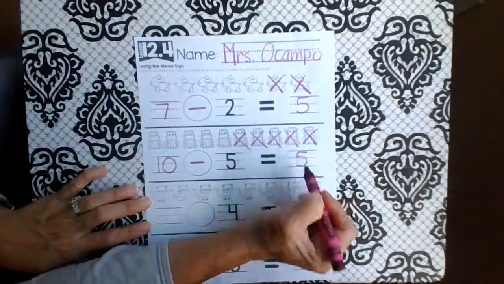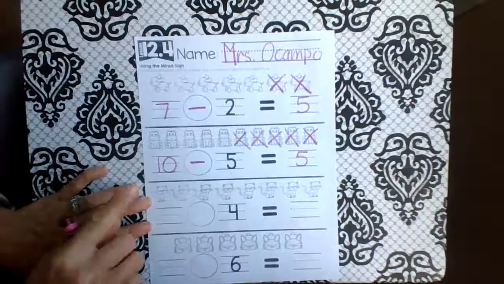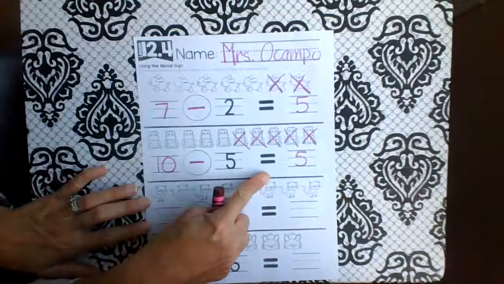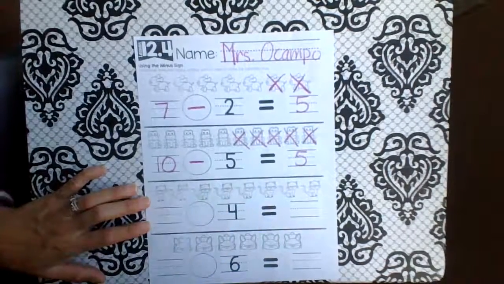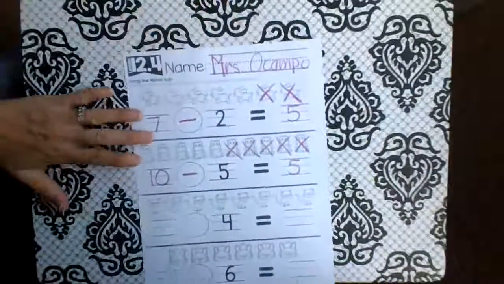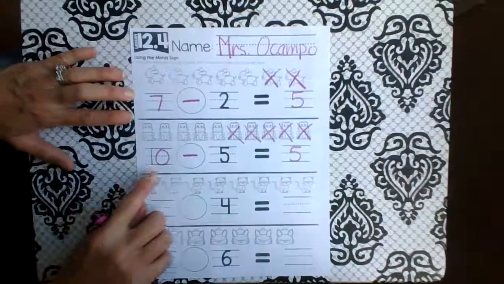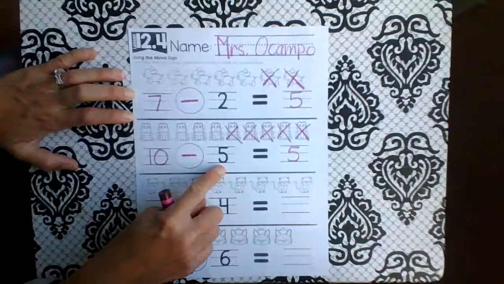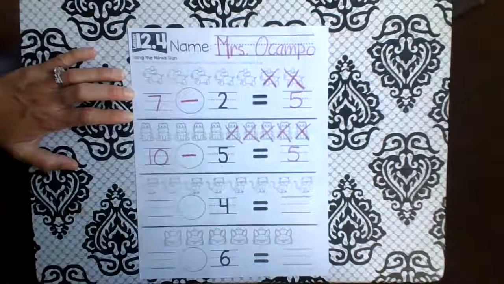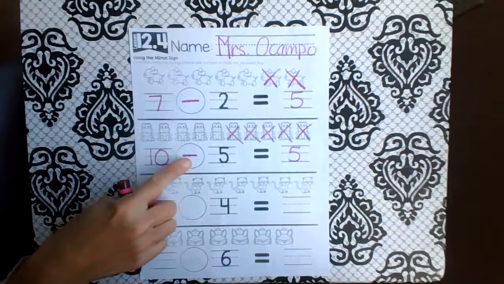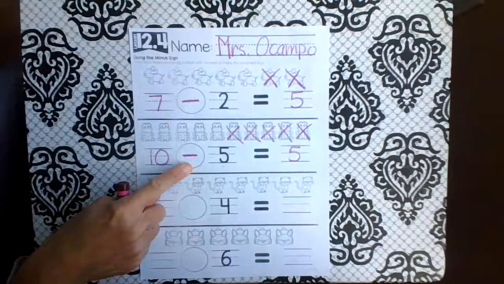Yeah. So there's our statement. 10 minus 5 equals 5. Now, if you want to say the word takeaway like we did on the other side, takeaway, it is perfect too. Listen, 10 take away 5 equals 5. So they both make sense. You can either say minus or you can say take away. It means the same thing.